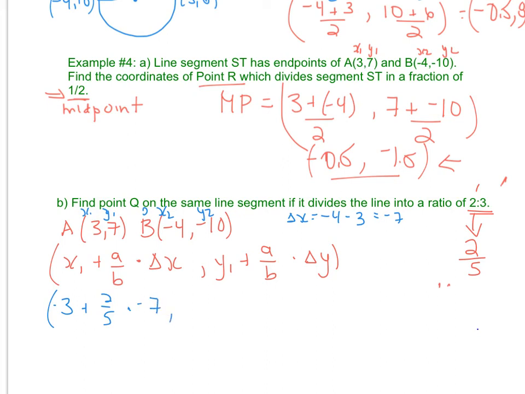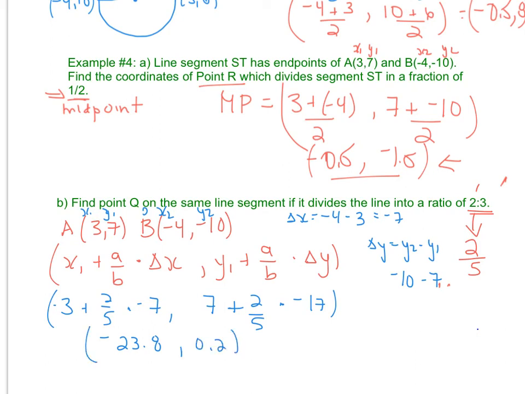Now the y1 is 7 plus 2 over 5, and what's the change in y? Change in y is equal to y2 minus y1. y2 is negative 10 minus 7, so we get negative 17. So if we put these together, we should get an answer of negative 23.8 and 0.2. And that is the point, that is point Q. So that is point of division.